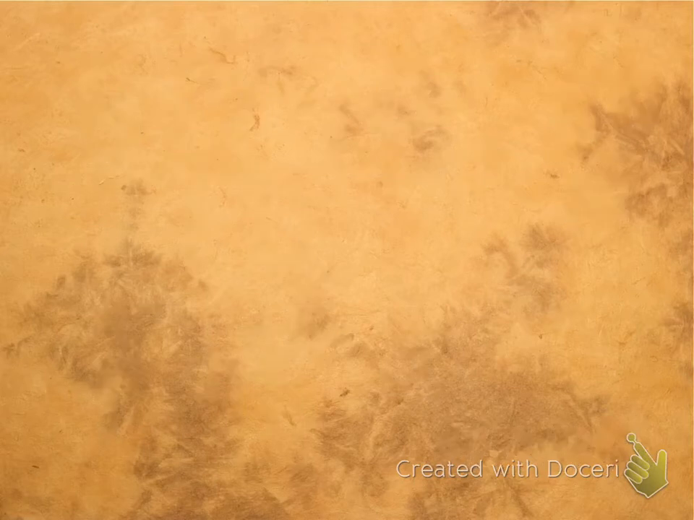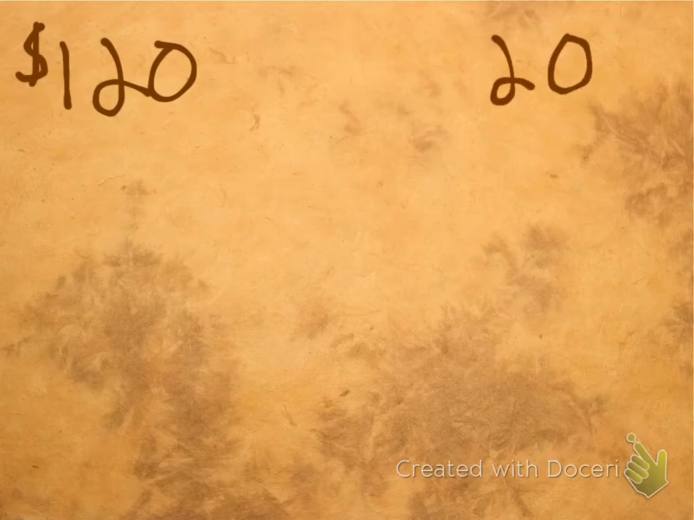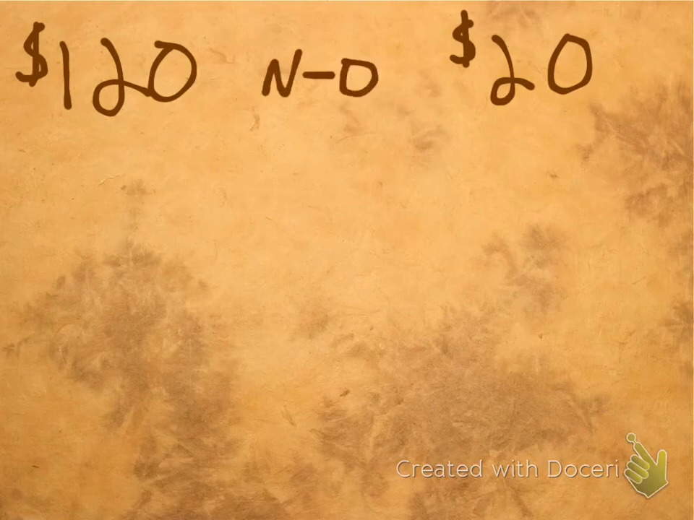Alright. Let's say my bank account, which is huge, not really, is at $120. And I go to Best Buy and I get a little crazy, and now it's at $20. I got a little crazy. Alright, so what's my formula for percent change? Let's stick with the basic, new minus old over old.